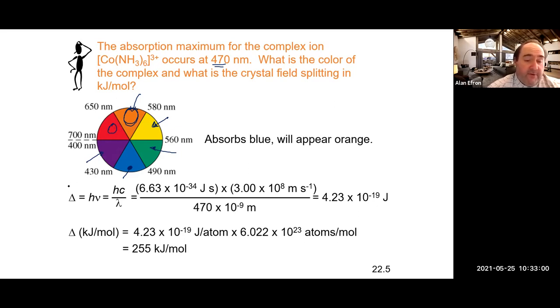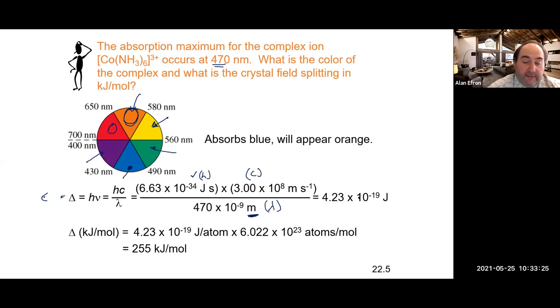To figure out the energy, this is basically our energy equation that we've seen before: H times C divided by the wavelength. H is Planck's constant, C is the speed of light, and this is our wavelength, which does need to be converted to meters. There's 10 to the minus 9 meters in a nanometer. So that's that conversion there.